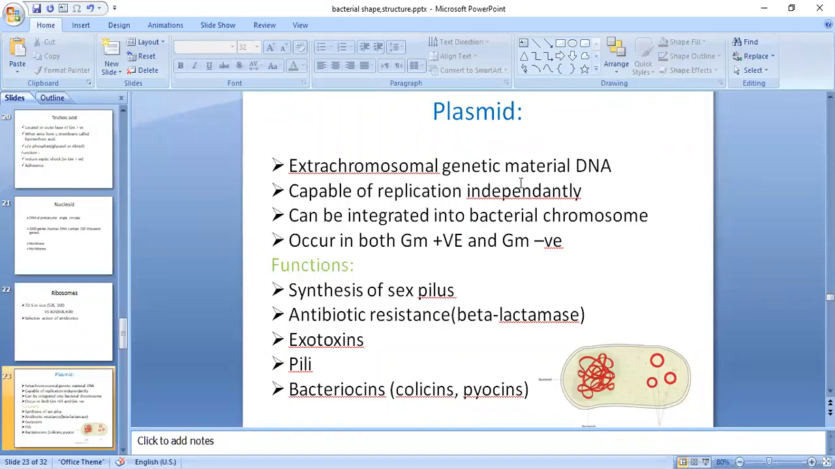Plasmids are the extra chromosomal genetic material of DNA and they are capable of replication independently. They can be integrated into the bacterial chromosome and are acquired in both gram-positive and gram-negative bacteria. No doubt they are the genetic material, but they are extra chromosomal and able to replicate independently. They can integrate into the bacterial DNA and are present in both the gram-positive and negative.